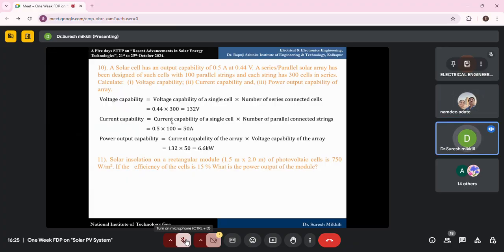Solar insolation of a rectangular module we have taken. Size is 1.5 meter by 2 meter. A photovoltaic cell: solar insolation is 750 watt per meter square and the area is 1.5 meter by 2 meters. If the efficiency is 15%, what will be the power output? Efficiency is equal to output power by input power. Last class we solved this. Output power by input power, and input power is insolation into area.